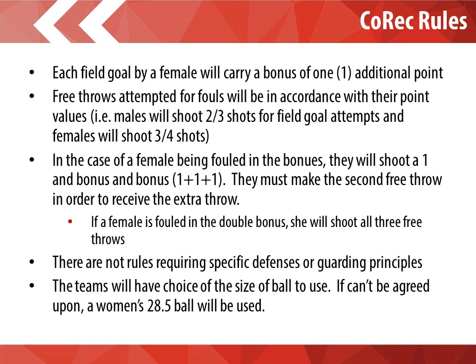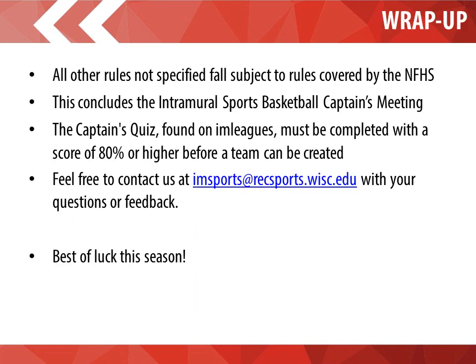In the case of a female being fouled in the bonus, they will shoot a 1 and bonus, a 1 plus 1 plus 1. They must make that second free throw in order to receive the extra throw. If a female is fouled in the double bonus, she will shoot all 3 free throws. There are not any rules requiring specific defenses or guarding principles in co-rec. Teams will have choice of the size of ball to use, but if it cannot be agreed upon, a women's 28.5 ball will be used. All of the rules not specified fall subject to rules covered by the NFHS.